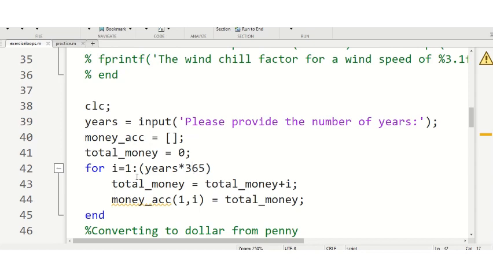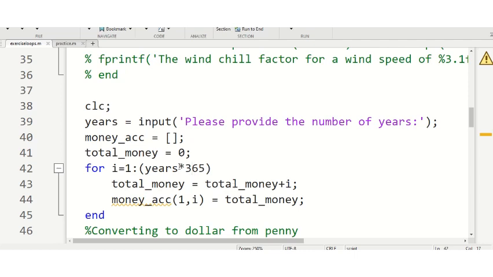So if it is for 3 days, it will start from i equals 1, right? Total money is 0 and it becomes 1 here. Then total money is equal to 1. And for day 2, total money is previously 1 plus 2, so it comes to 3. At the end of the second day, total money is equal to 3.